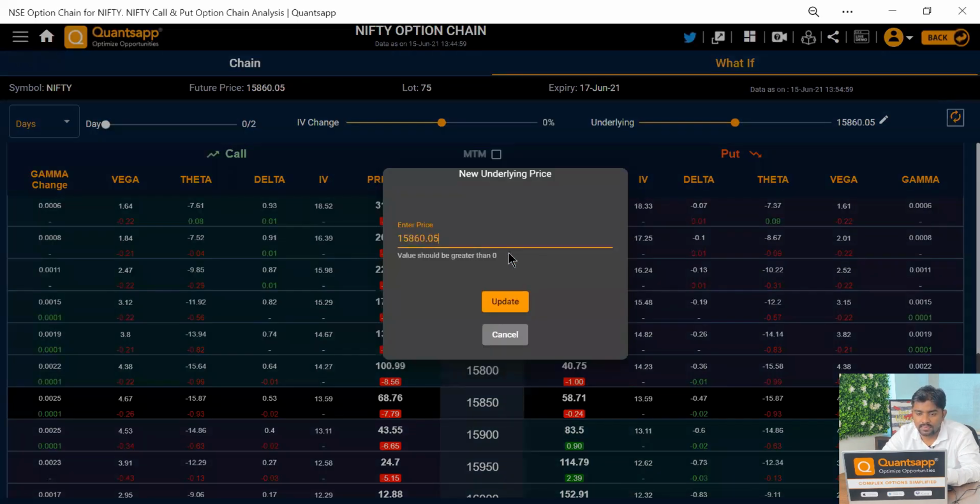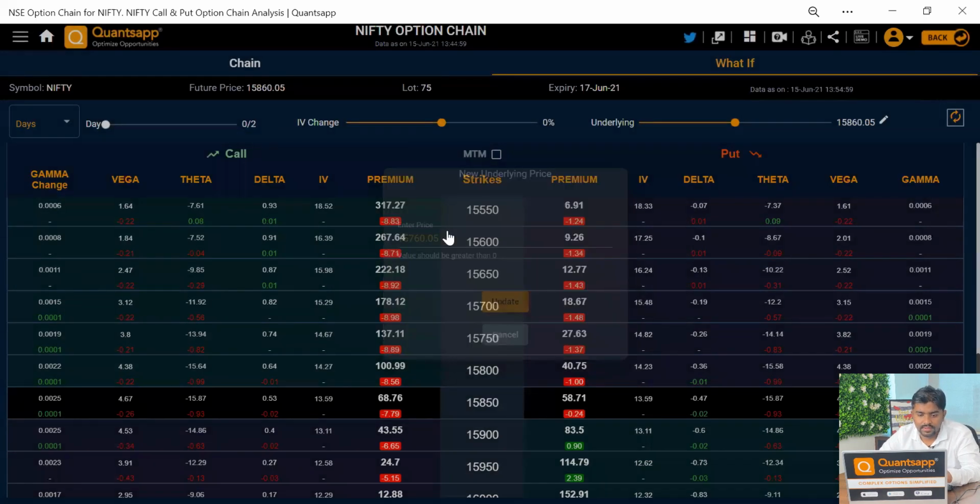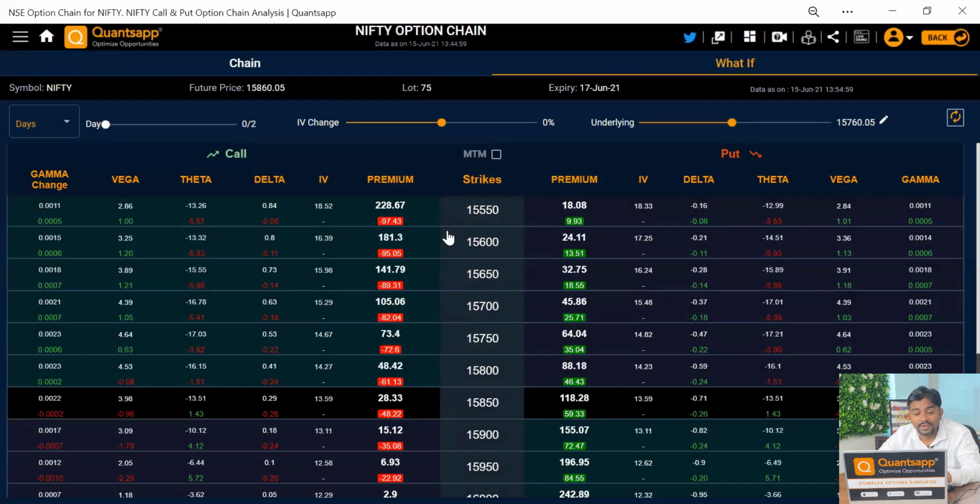You can check that value. Let's say I'm lowering it to 750. Okay, I'll update. So this premium has become 15 rupees now. So when the market goes down, the call option will lose its value. It has lost its value by 35 rupees. So that is the effect of delta. I think this is clear.